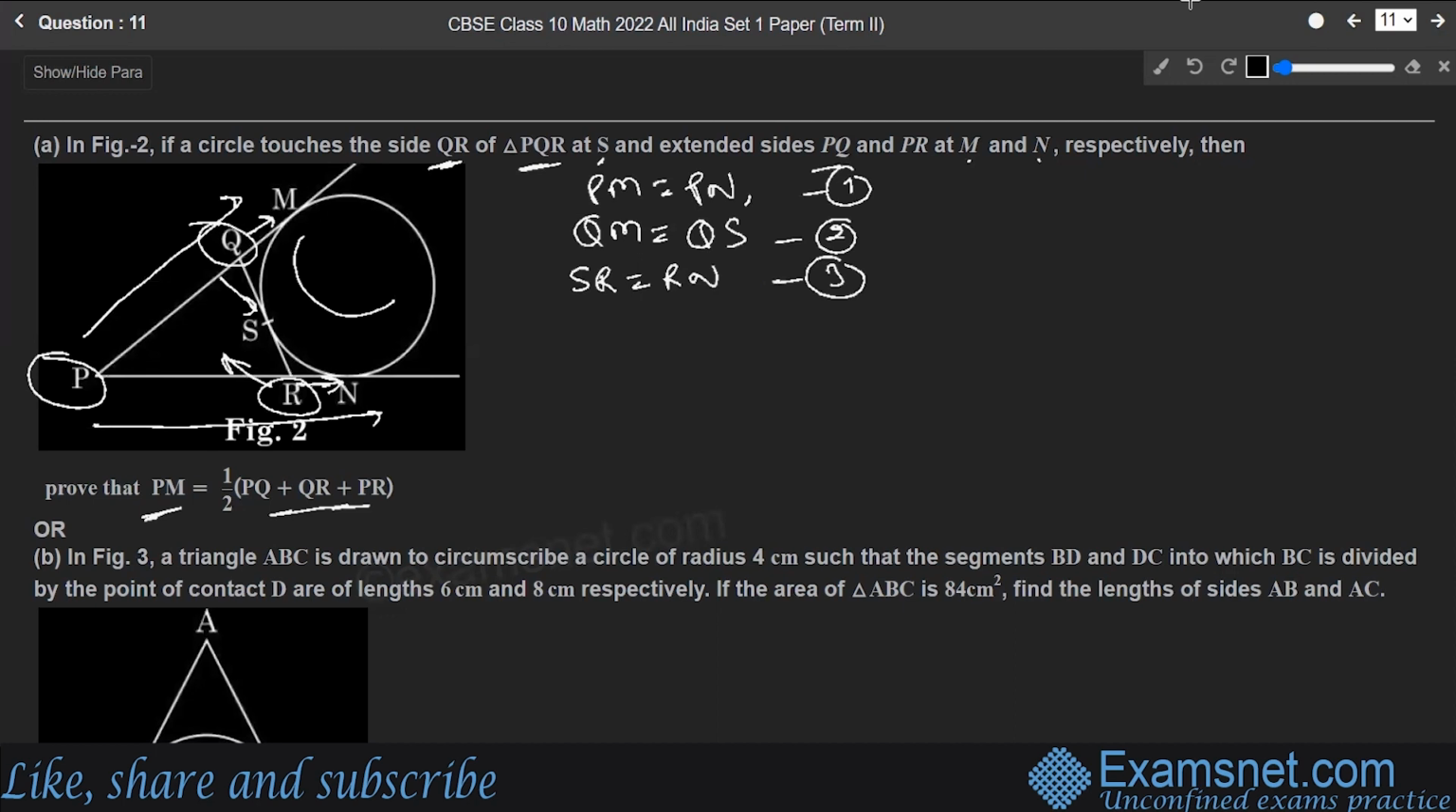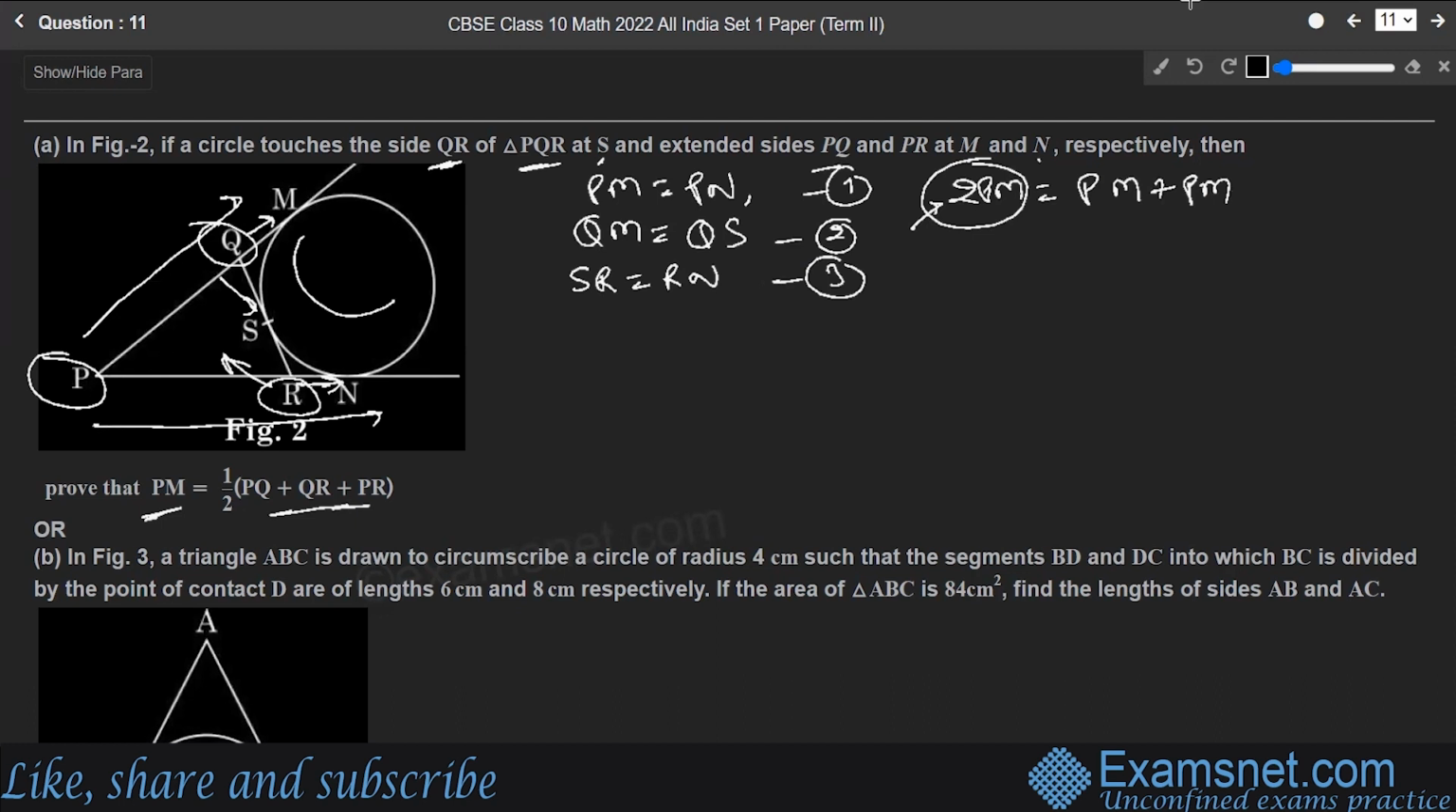Now, what are we supposed to find out? We are supposed to prove that PM is equal to half of PQ plus QR plus PR. So let us begin with 2 PM directly, so that next time we can bring the 2 to the other side. How can we find 2 PM? That is nothing but PM plus PM. 2 PM can be found out by PM plus PN.